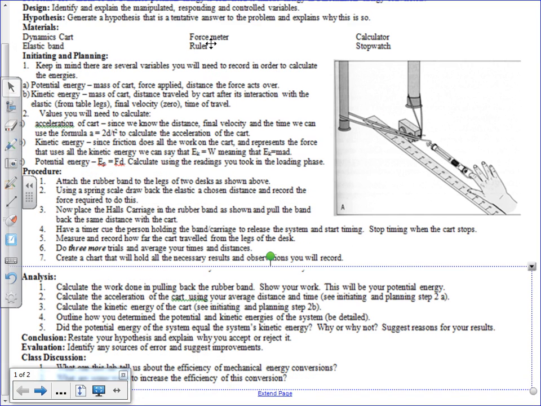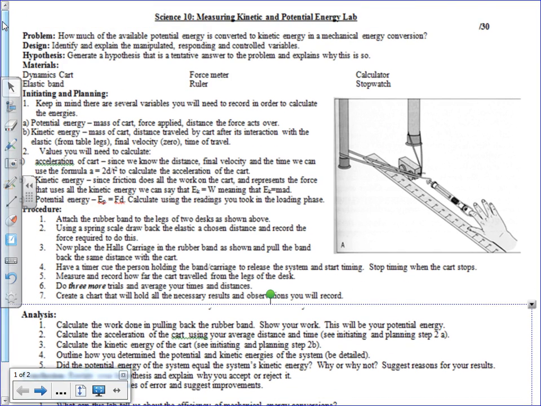Okay, so what we're going to be going over today, guys, is this lab here, Science 10 Measuring Kinetic and Potential Energy Lab. All right, now looking at the diagram there, it sets up very much like the work lab. You're going to have a spring scale, you're going to have a rubber band, set between the legs of two desks.